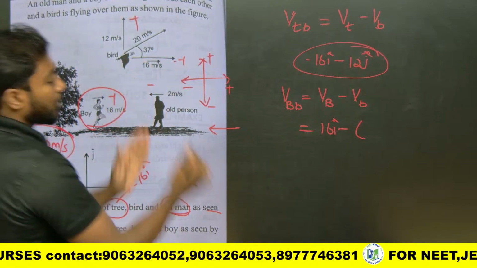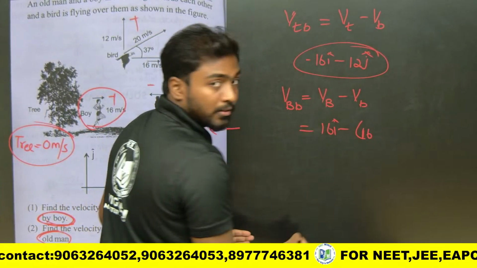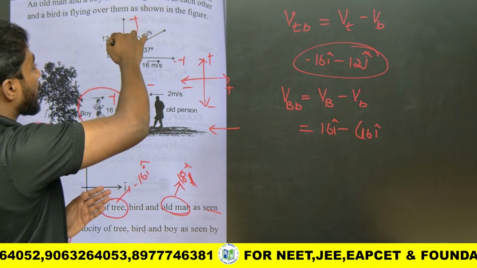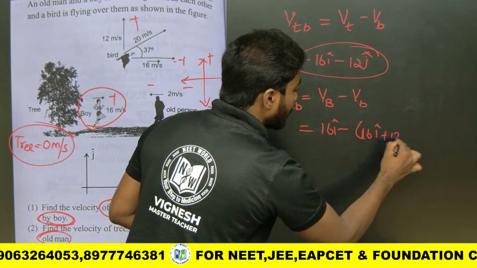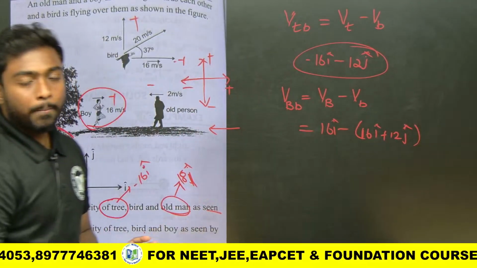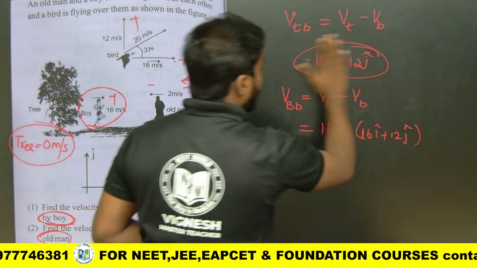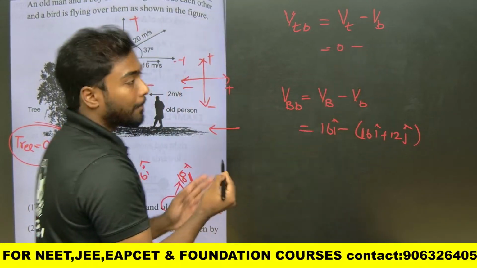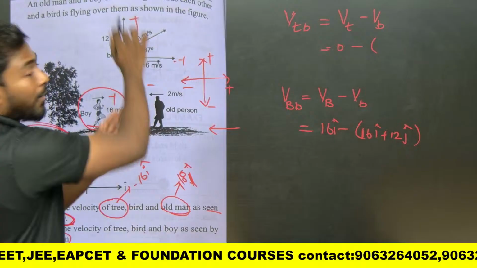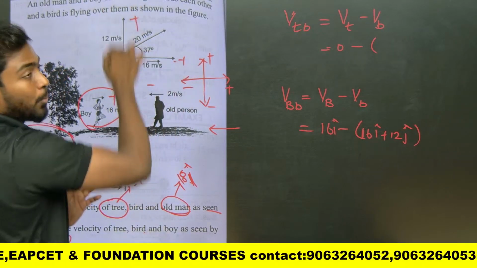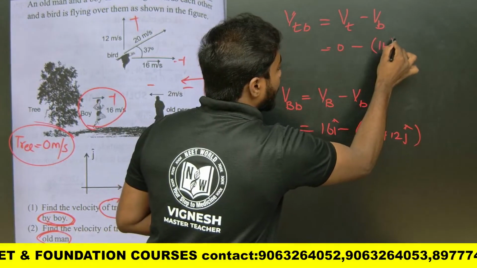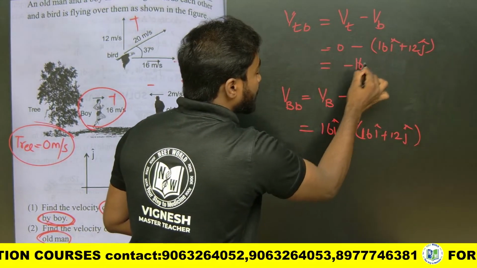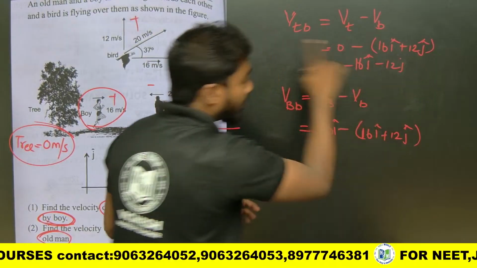Now 16 I cap, one is going in the positive y-axis, that is plus 12 j cap. Now it's clear. The same thing I will write it here so that you can understand. So it is 0 minus, both are in the positive x-axis and positive y-axis, so plus 16 I cap plus 12 j cap. So you can get it like minus 16 I cap minus 12 j cap, the same thing I have written.